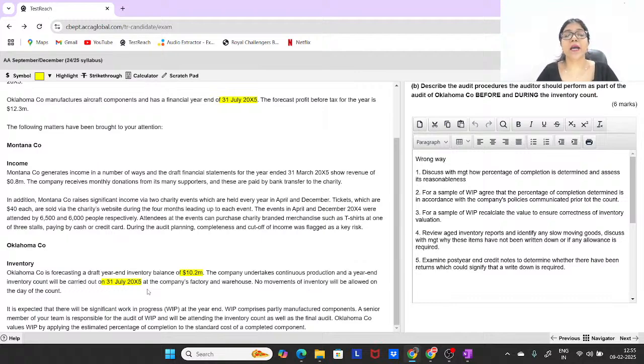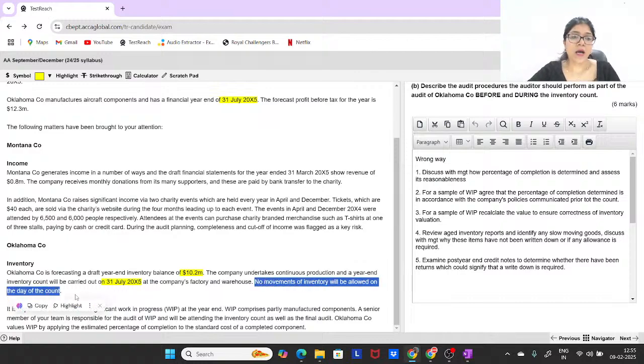Now here there can be an issue of cutoff again. We can talk about that because their year-end is also 31st of July and they are doing the inventory count also on 31st of July, right? At the company's factory and warehouse, no movements of inventory will be allowed on the day of the count. So they are claiming that no movements will be allowed on the day of the count. Again, this is something which we can refer to for our substantive procedures.